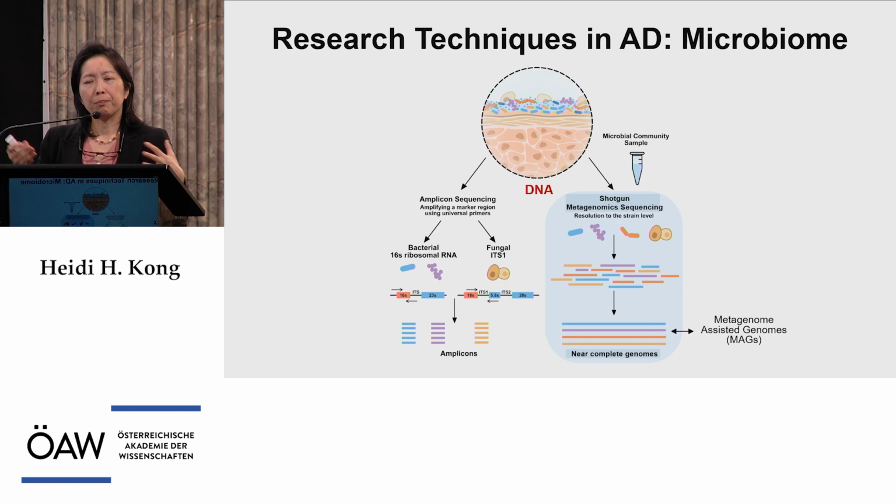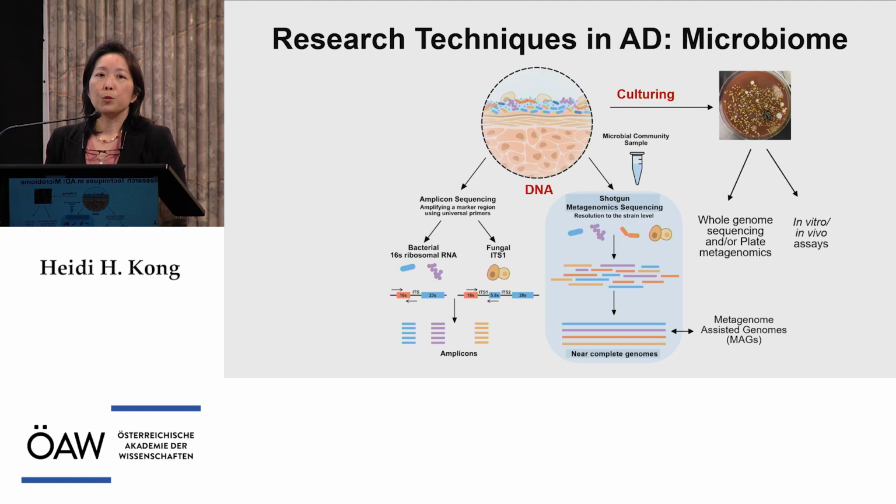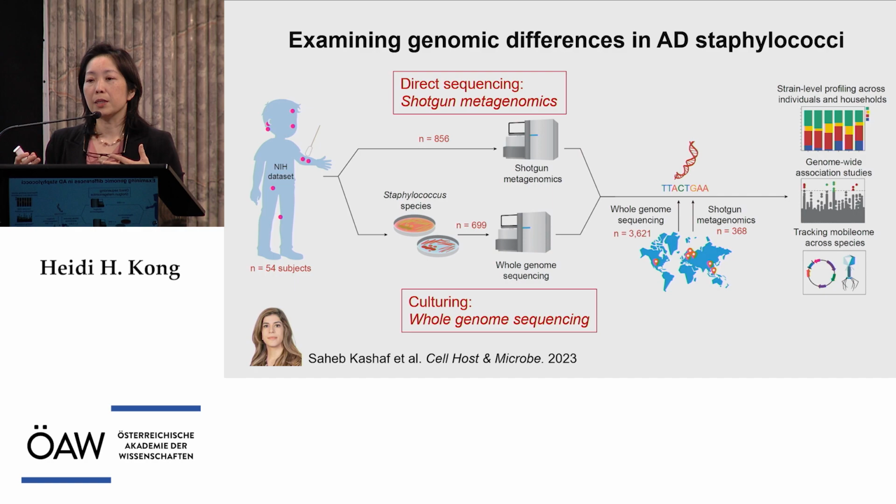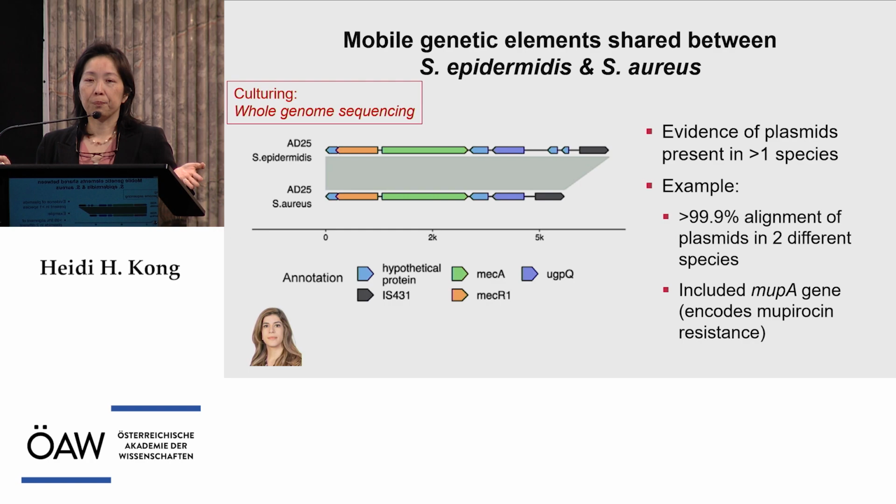So how about culturing? Concurrently, in addition to taking samples for direct DNA sequencing, we'll take samples and do whole genome sequencing. I'll show you an example of how we've done that. In a different study, where we had shotgun metagenomic data, we took almost 700 staphylococcal isolates and did whole genome sequencing. And what Sara did here was also compare it to publicly available data sets worldwide. I'm just going to show you a little vignette of how whole genome sequencing enabled us to look at these different types of species.